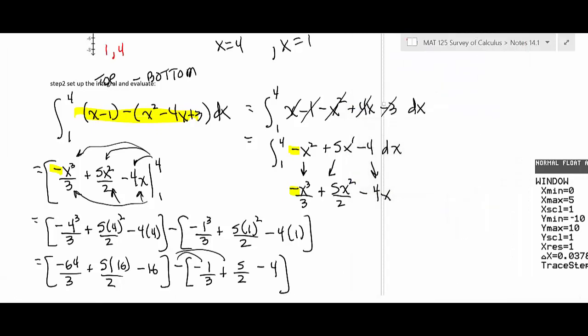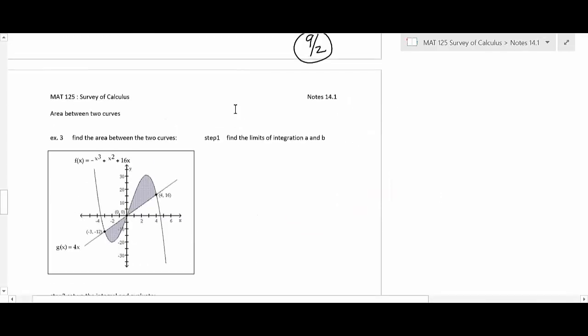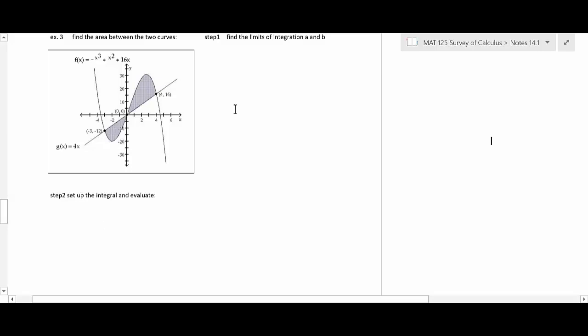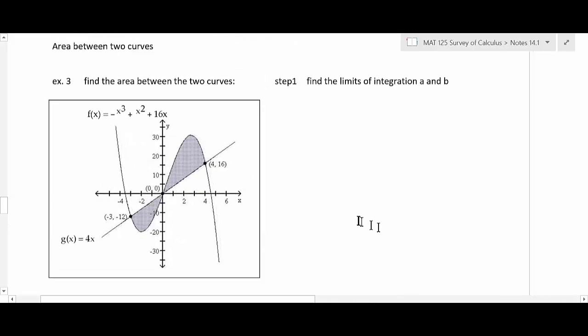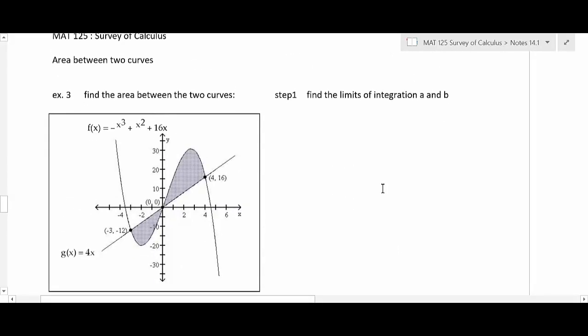So probably the big part of the problem that you have to pay attention to is how to evaluate that integral from 1 to 4. That's the part where you get into arithmetic, but get your calculator out. Okay, so on this one again, I'm giving you the diagram and I'm giving you 2 curves, and we're going to find this region here.